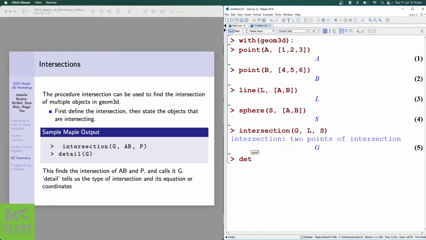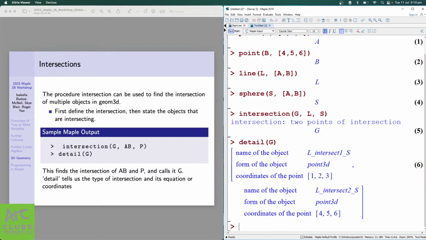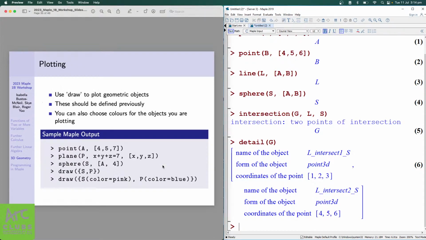Okay, so we find that there's 2 points of intersection, and to find what those 2 points of intersection are, we use detail. So we get that the first point of intersection is at 1, 2, 3, and the second point of intersection is at 4, 5, 6. Okay, awesome.